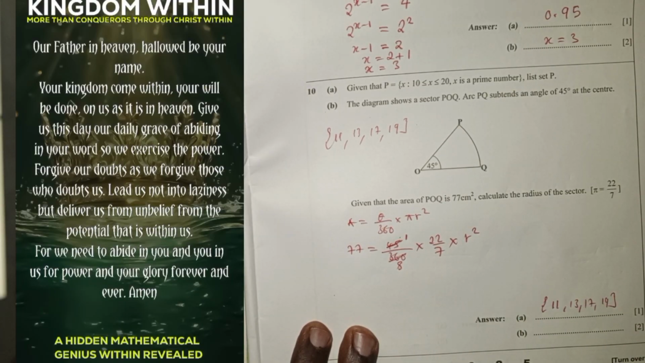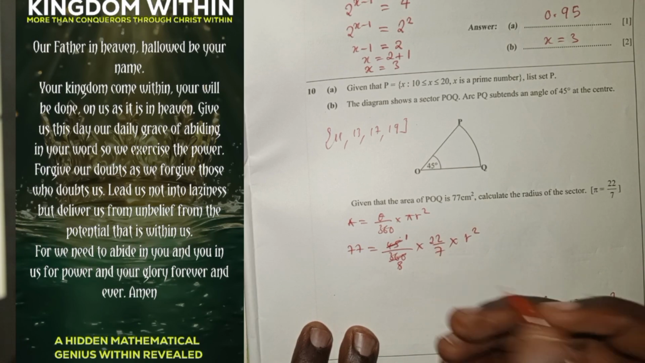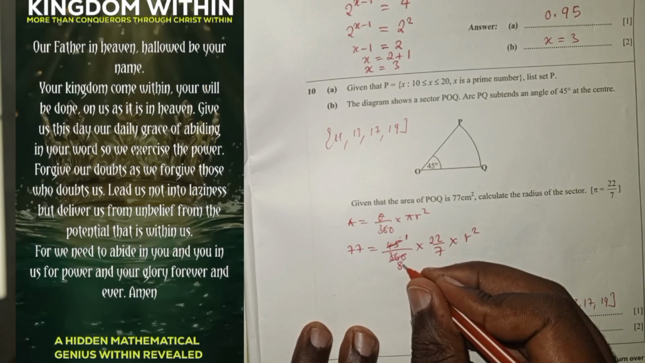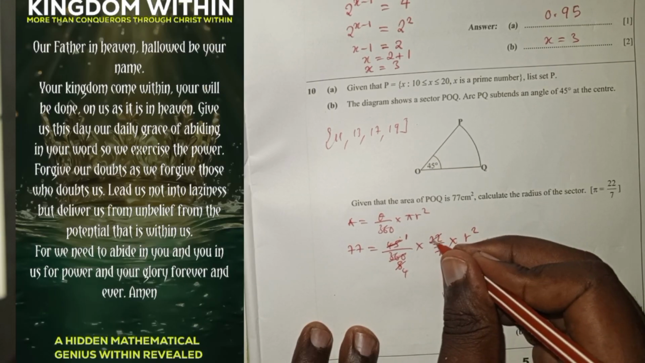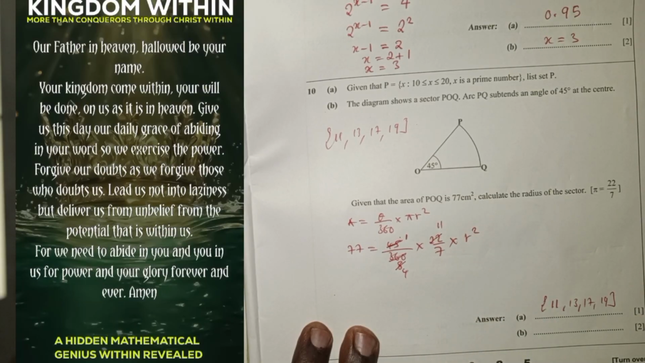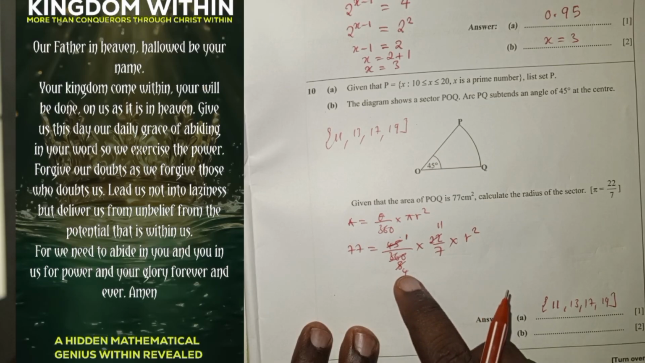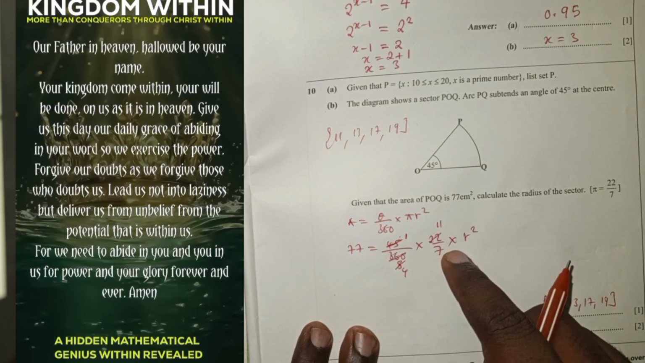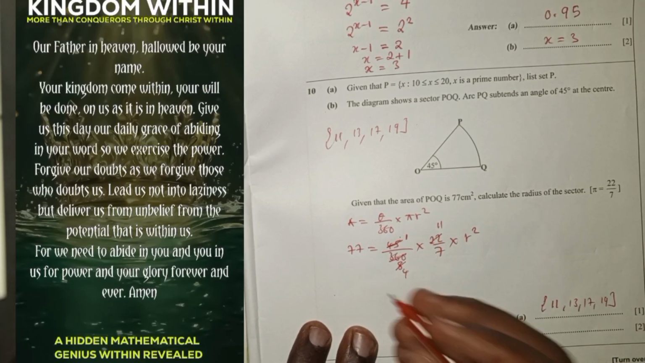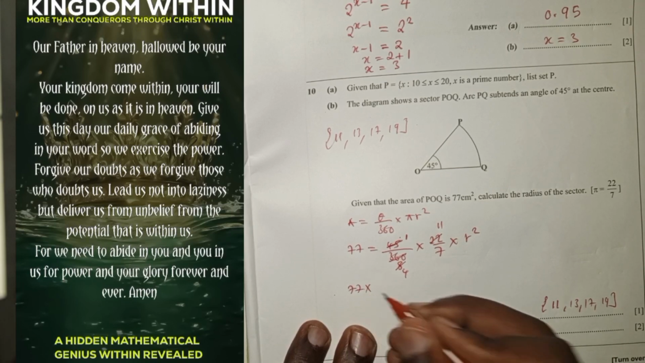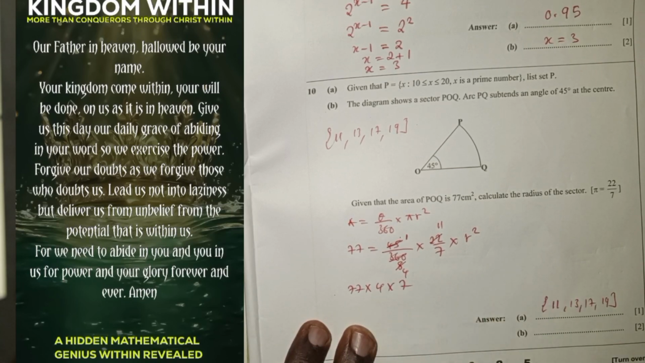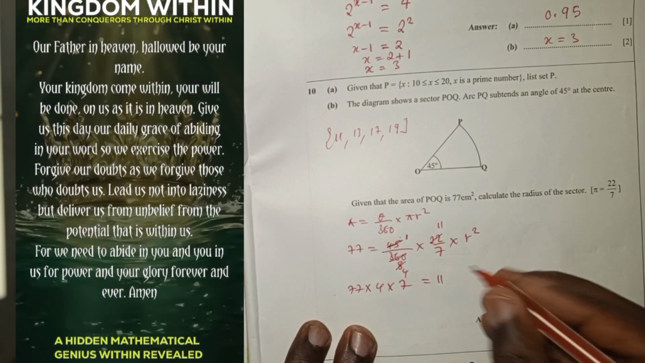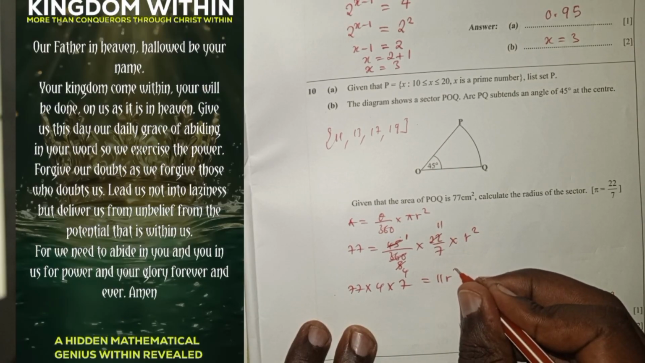Again you can say we can simplify this. 8 and 22, the common factor is 2. So 2 in 8 is 4. 2 in 22 is 11. Then we can cross multiply. So here we have 4 and 7. 4 multiplied by 7, we can cross it this side. So we'll say 77 multiplied by 4 multiplied by 7. Then this is equal to 11 multiplied by r squared, which is 11 r squared.